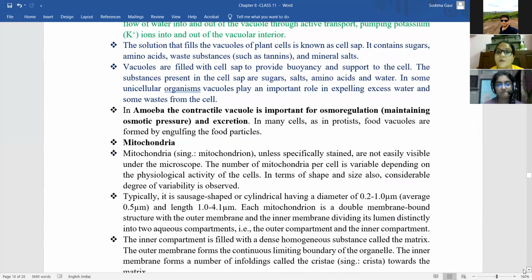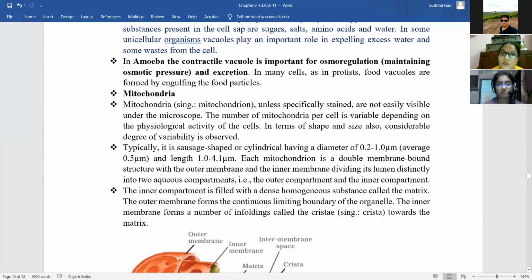So except in plants, this vacuole will also be present in the amoeba. The contractile vacuole is present, and what is the function of that contractile vacuole? Osmoregulation. We will be studying this in chapter 7, I think, about amoeba. There we will learn about this contractile vacuole. It is present in amoeba, and its main function is osmoregulation, that is maintaining the osmotic pressure of the amoeba, and excretion.